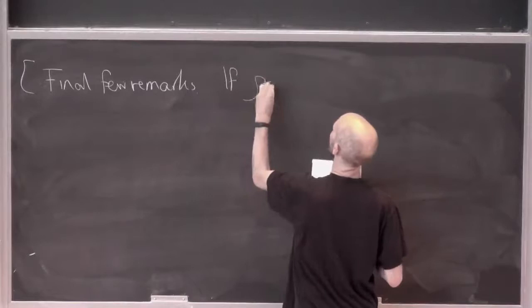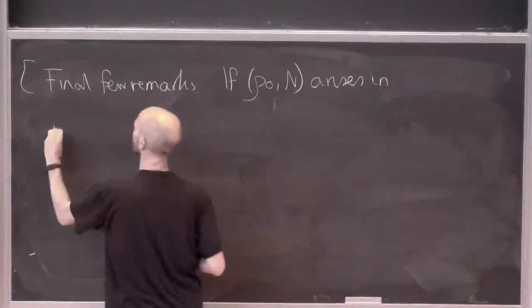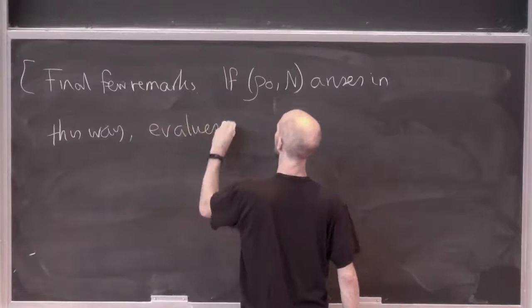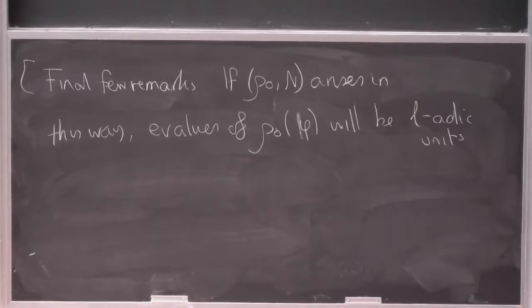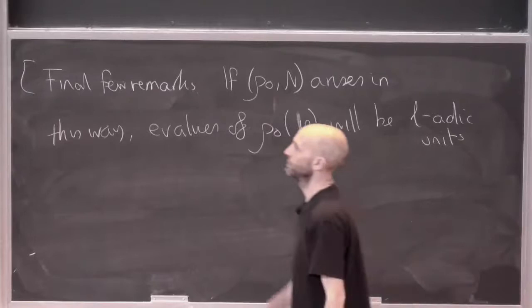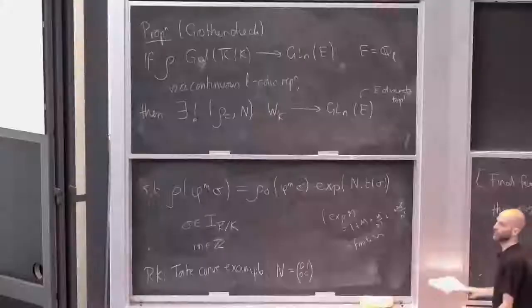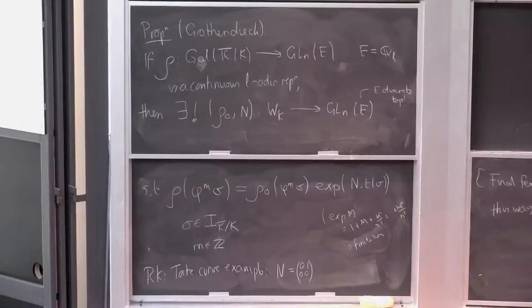So if rho_0, N arises in this way, then the eigenvalues of rho_0 of a Frobenius will be l-adic units. So in particular, it's not difficult to write down an l-adic representation that doesn't arise in this manner, because you can just make rho_0 of Frobenius, you can just send it to the number l or something. So in particular, not all rho_0, N arise in this way.